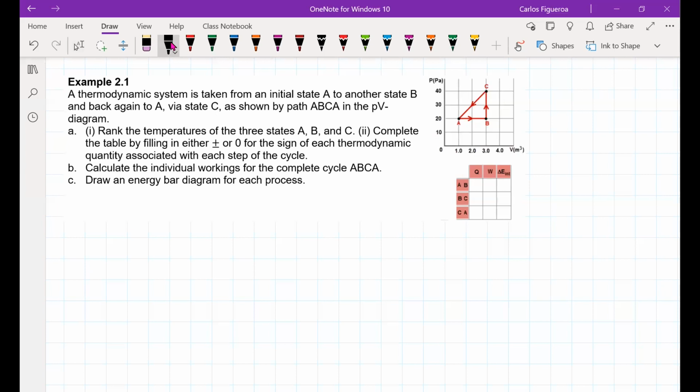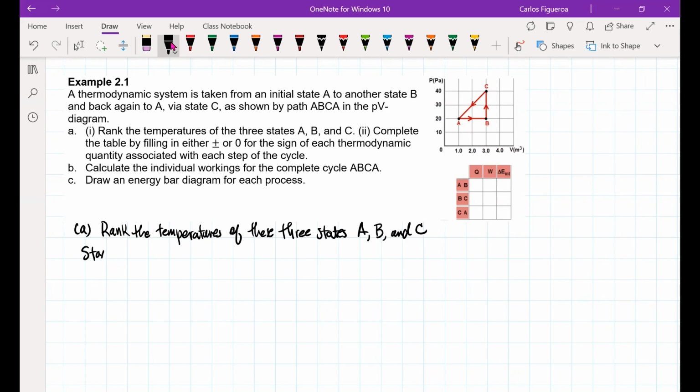So what we want to do here, right now, to get a sense of what is going on, is rank the temperatures of these three states, A, B, and C. By looking at the PV diagram, we can immediately determine the temperature rankings. So start with the PV diagram.